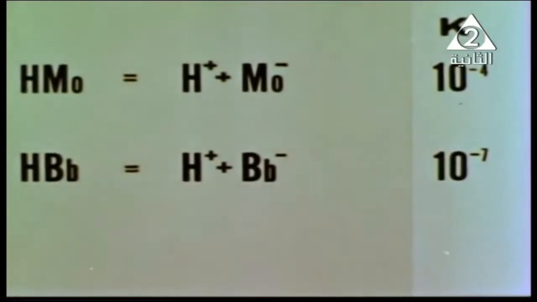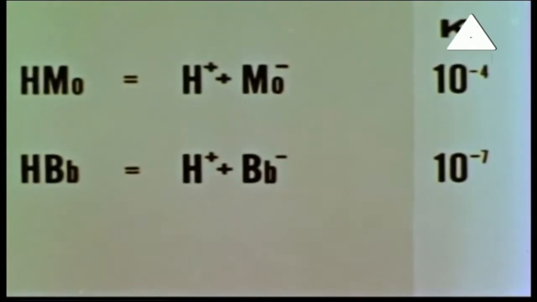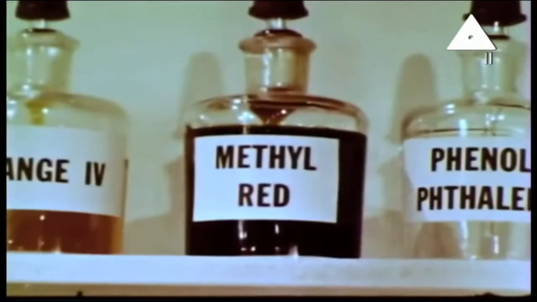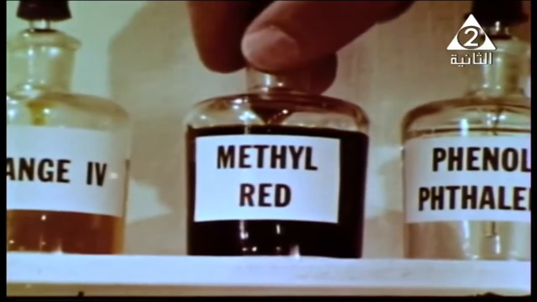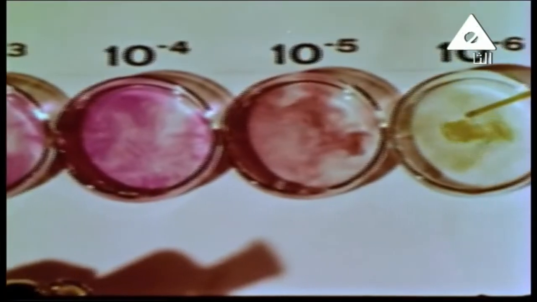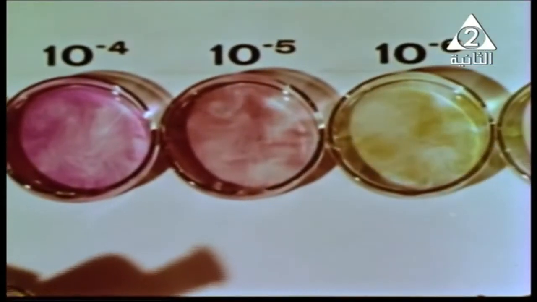I have acidic. So 10 power 7 means neutral. What I need now is a basic. Basic means more than 7. I can control this by this reagent. I add drops here of the methyl orange for each one.